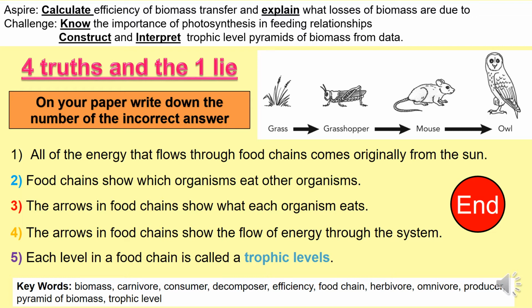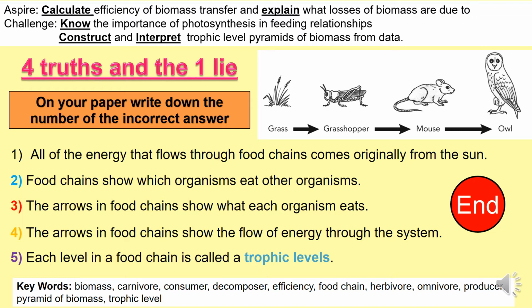Okay, so hopefully you've written down a number so that you can't change your mind now. First of all, sentence number 5, let's remove that from the possibility of being a lie. It's a basic statement about today's lesson. Each level in a food chain is called a trophic level. That is correct. Now, sentence number 1, all of the energy that flows through food chains comes originally from the sun. And intrinsically for key stage 4, that is a correct statement, so let's remove that.